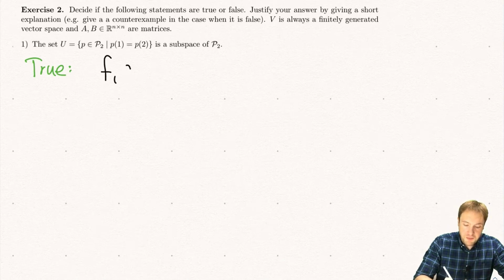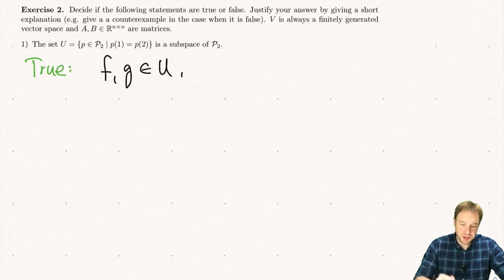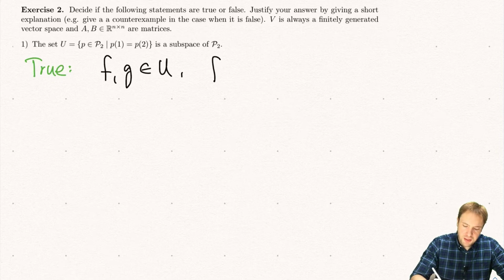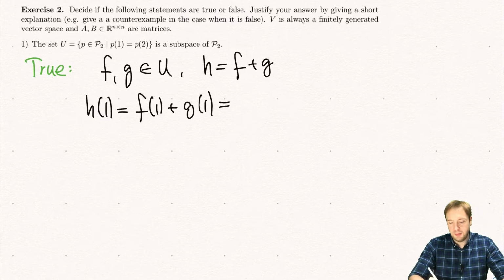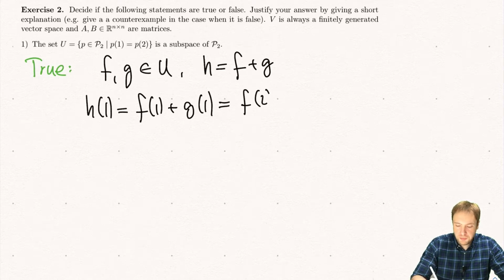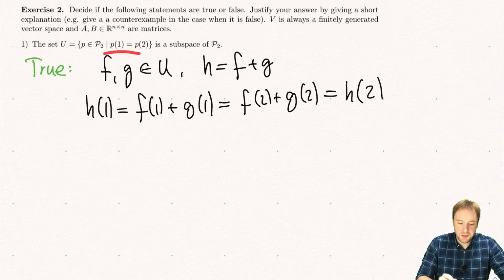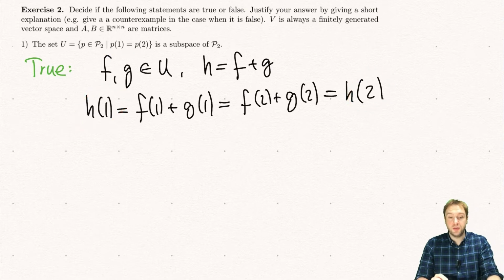But here, for example, if f and g are in U, this means f of 1 equals f of 2 and g of 1 equals g of 2. Then say h is f plus g. Well, h of 1 is then f of 1 plus g of 1. But because f is in there, this is f of 2, and because g is in there, this is g of 2, and this is by definition h of 2. So h also satisfies this condition that h of 1 equals h of 2.